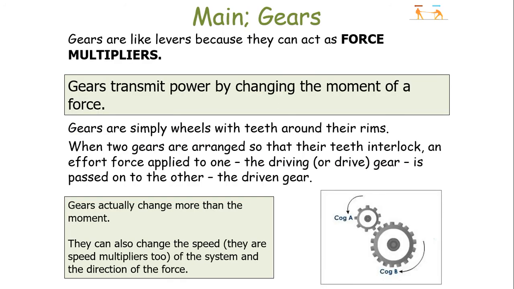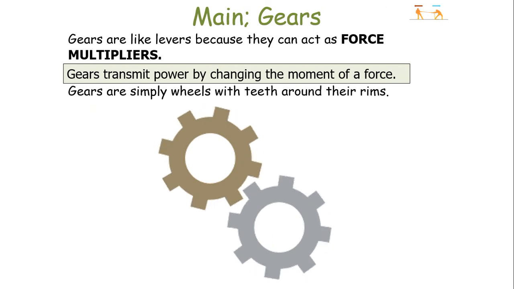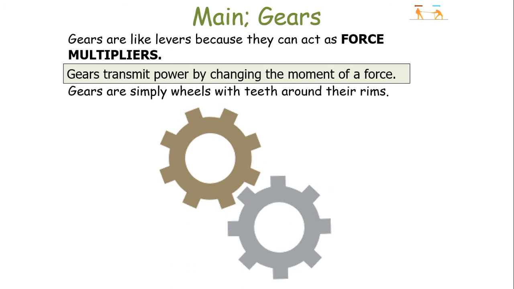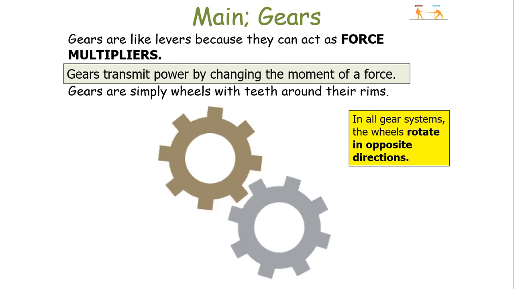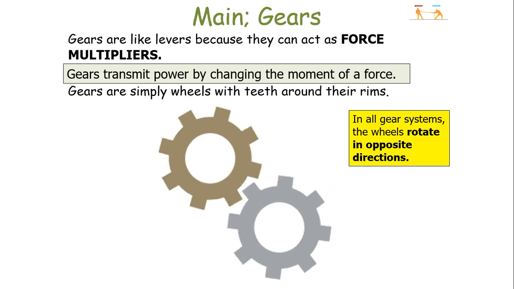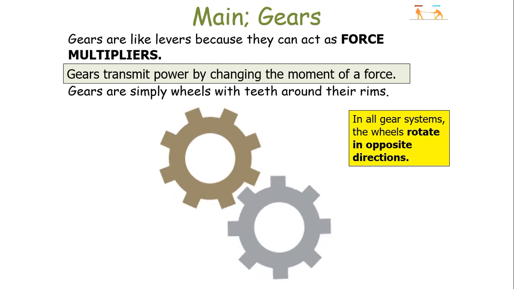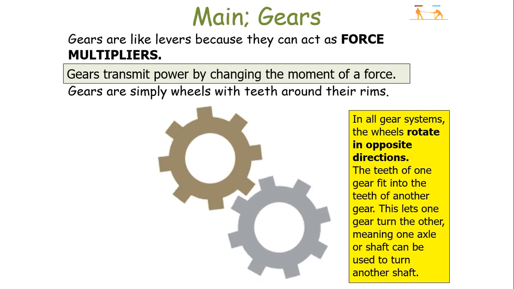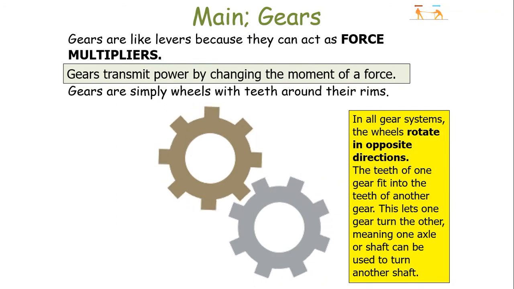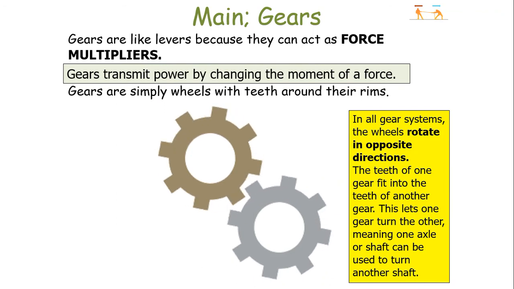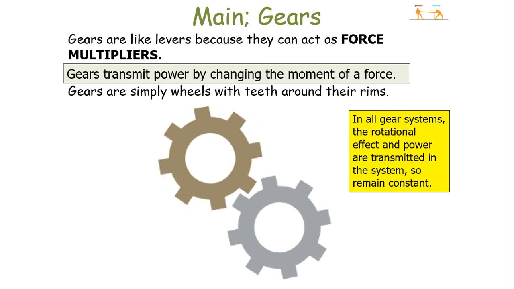Now gears are another example of a force multiplier. They work like levers, but they actually work in a different way, because they don't keep the moment constant. What they do is they keep the force constant. Now gears are simply wheels with teeth around their rims. So in gear systems, the two wheels will rotate in opposite directions. So when one goes clockwise, the other goes anti-clockwise, and vice versa, because the teeth of the gears fit into each other. So as they rotate around an axle, they'll cause them to go in opposite directions.